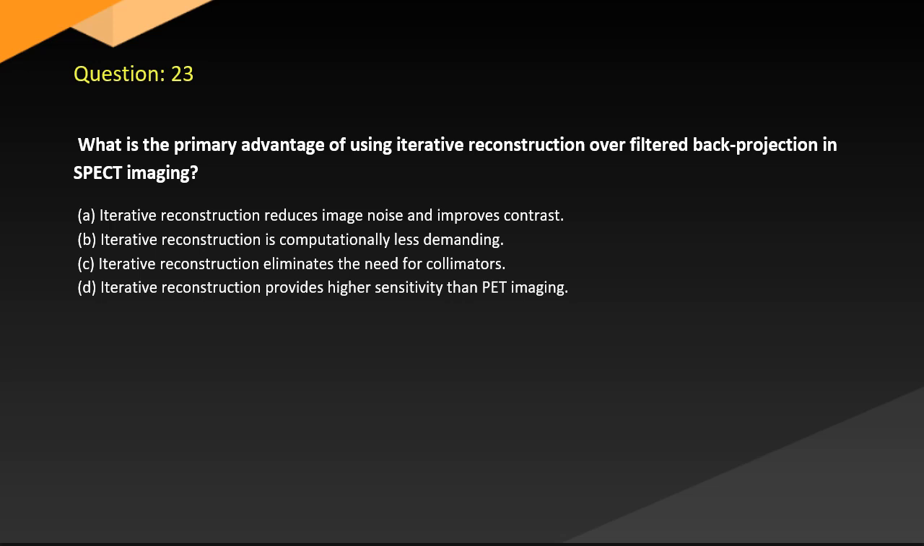Question 23. What is the primary advantage of using iterative reconstruction over filtered back projection in SPECT imaging? A. Iterative reconstruction reduces image noise and improves contrast. B. Iterative reconstruction is computationally less demanding. C. Iterative reconstruction eliminates the need for collimators. D. Iterative reconstruction provides higher sensitivity than PET imaging.